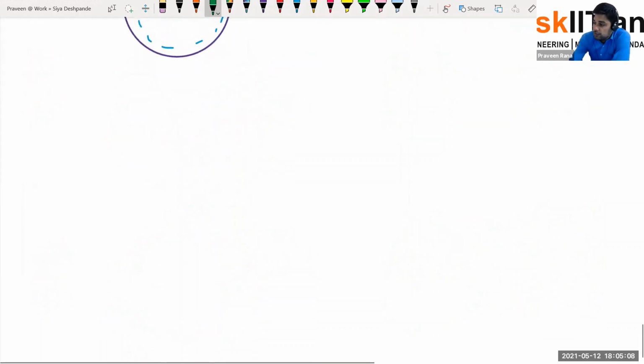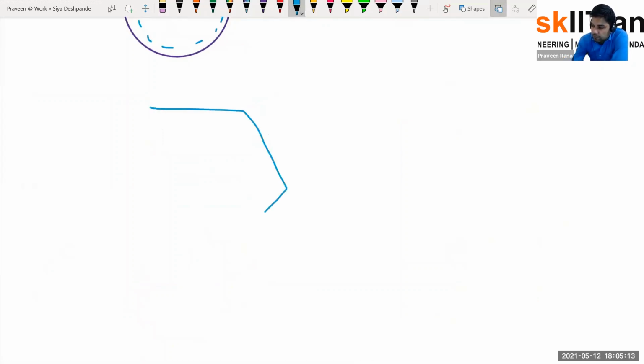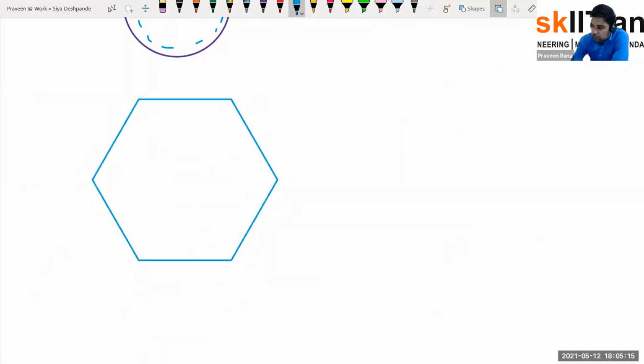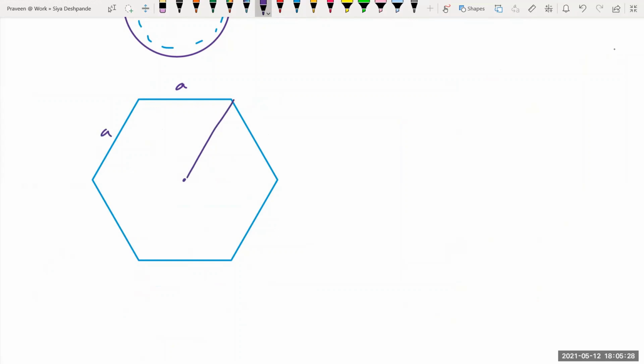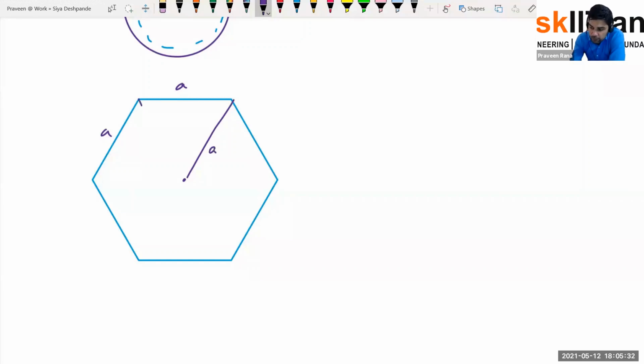First of all, there is a small property about a regular hexagon. Let's say you have a regular hexagon with sides A. What is the distance from center to a corner? A, right? It can be proved. You can show that this triangle that I have formed will be an equilateral triangle, so all angles would be 60 degrees and all sides would be equal.